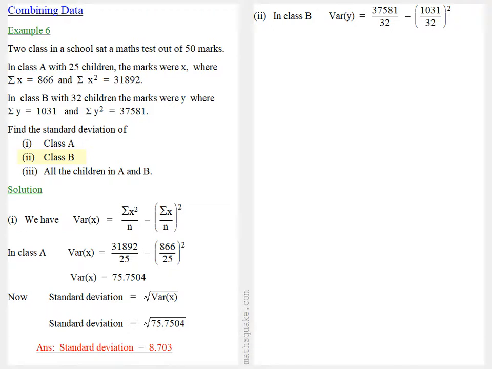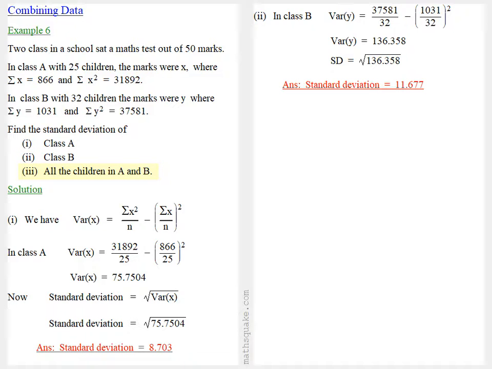In Class B, the variance is equal to 37,581 over 32 minus 1,031 over 32, all squared, which works out to be 136.358. Now the standard deviation is the square root of that, and so the standard deviation is 11.677.